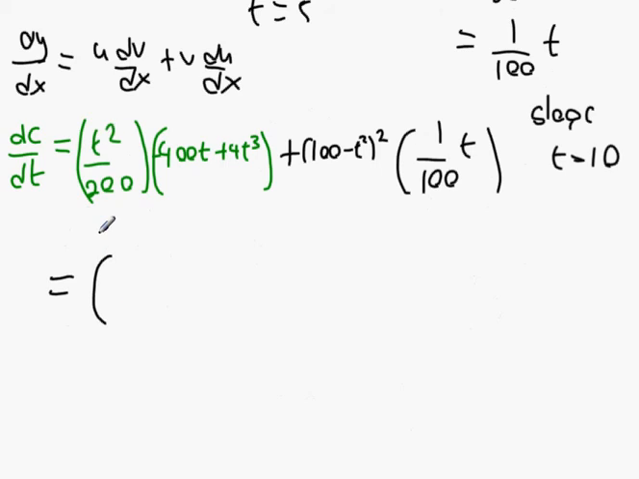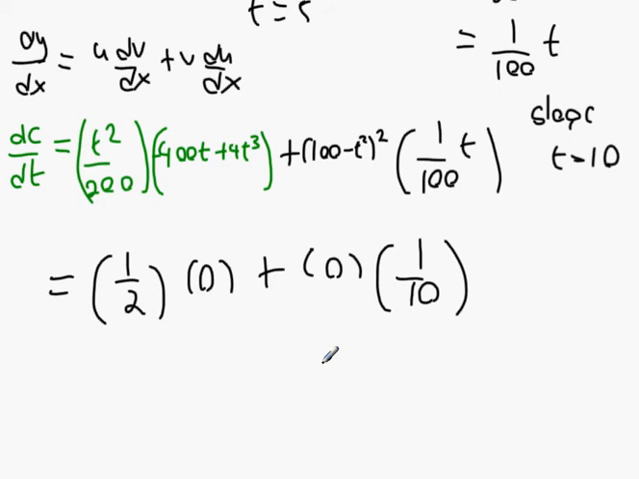It's going to be 100 over 200, which is a half. It's going to be 4,000 minus 4,000, which is 0. It's going to be 100 minus 100, 0. Doesn't matter what you get, it doesn't matter what's there, you get 0. What we're expecting is a slope of 0 because it's a minimum.